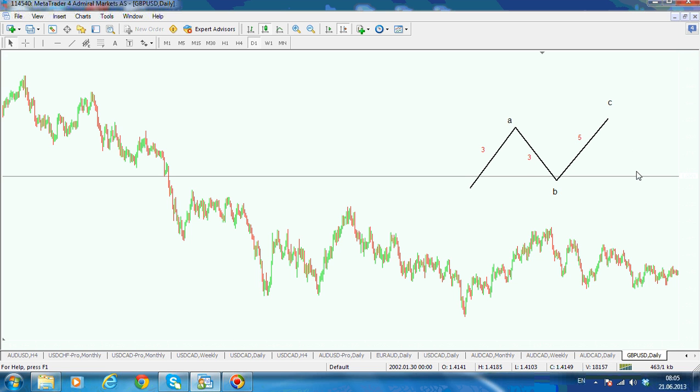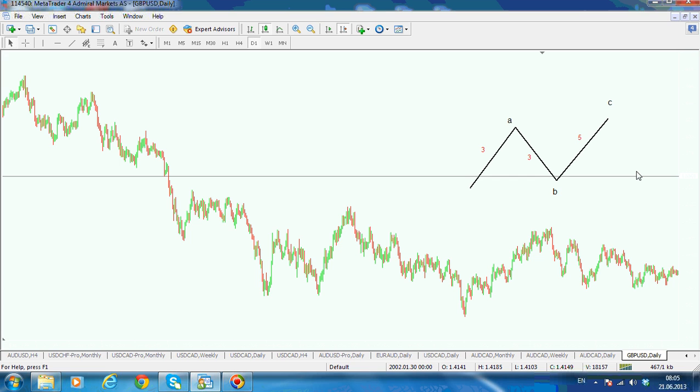So this is the first rule that should be respected in order for a corrective pattern to be considered a flat. Wave B must retrace at least 61.8% of wave A. Now, I can't stress this enough: whenever you have a pattern that you are trying to categorize as a flat, this is the first thing you should look at. If the B wave does not retrace 61.8, or even more, then this is not a flat. As simple as that. So once this rule is respected, then you move forward.